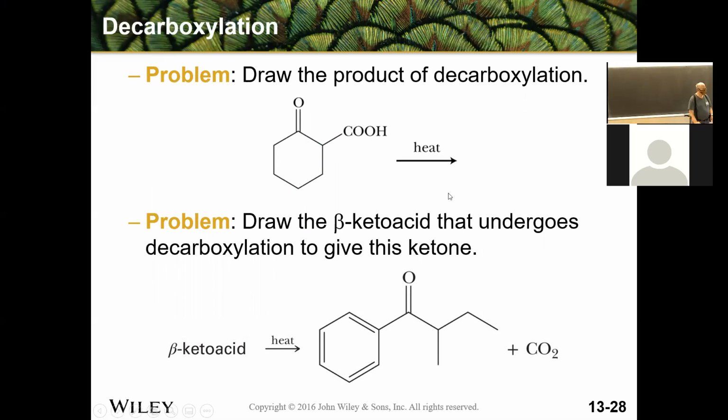All right, so if you look at this, this is a beta keto acid. This is the alpha, this is the beta. This would go through a cyclic transition state when we heat it. We'll lose carbon dioxide, and the product would be cyclohexanone.